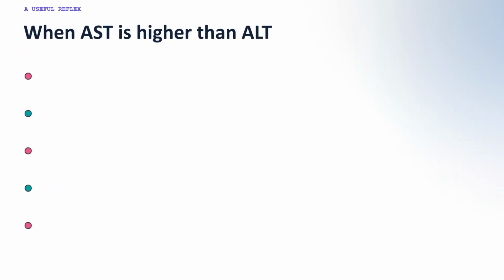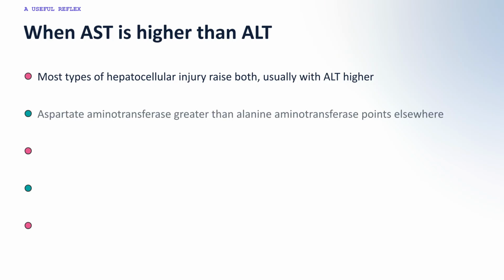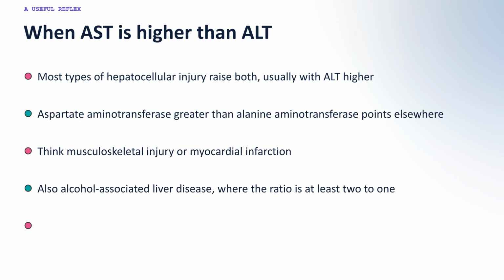Here is a reflex worth building. Most hepatocellular injury raises both enzymes with alanine aminotransferase usually higher. So when the aspartate aminotransferase is the higher of the 2, stop and think. That pattern points towards musculoskeletal injury or myocardial infarction. And it points towards alcohol-associated liver disease, where the ratio is classically at least 2 to 1. If muscle is plausible, check a creatine kinase before you send a hepatitis panel.